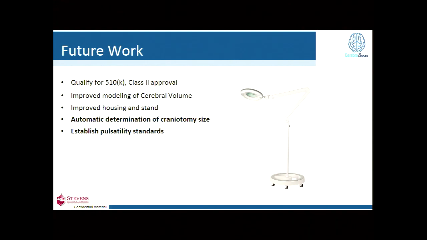Right now, if you were to go on your phone and Google pulsatility, you probably would not find very much. So we're going to be tasked with actually determining and creating a standard so that the neurosurgeon and the anesthesiologist can look at it and say, okay, the pulsation is here, this is what it was, this is how we should compensate, and this is how we should proceed.